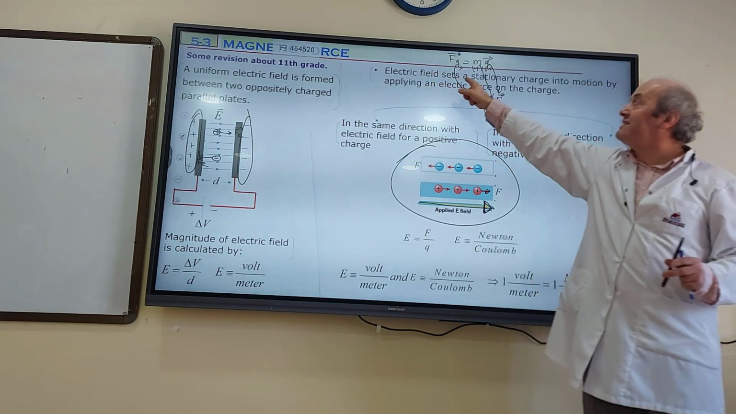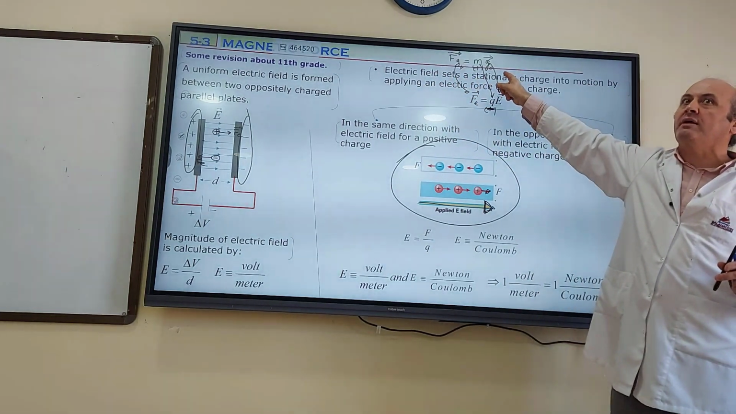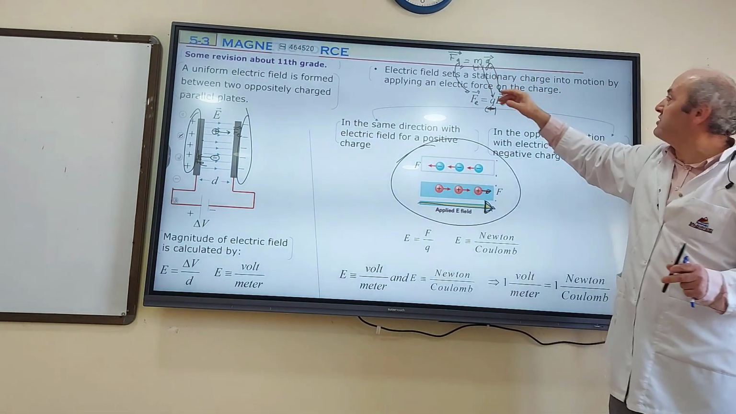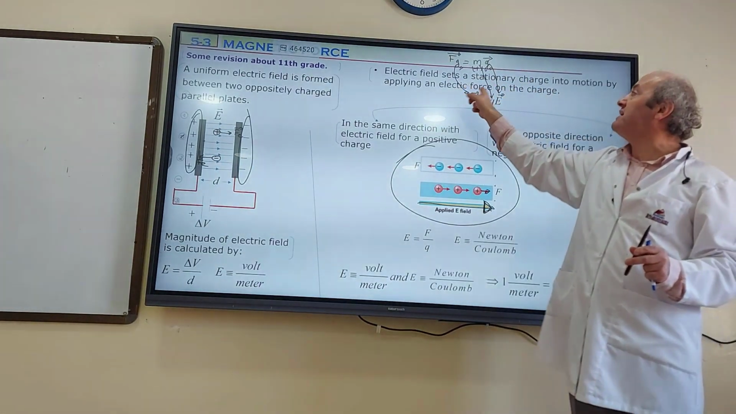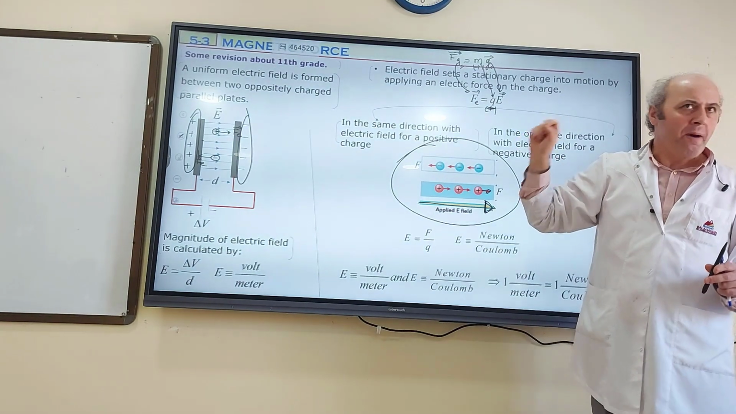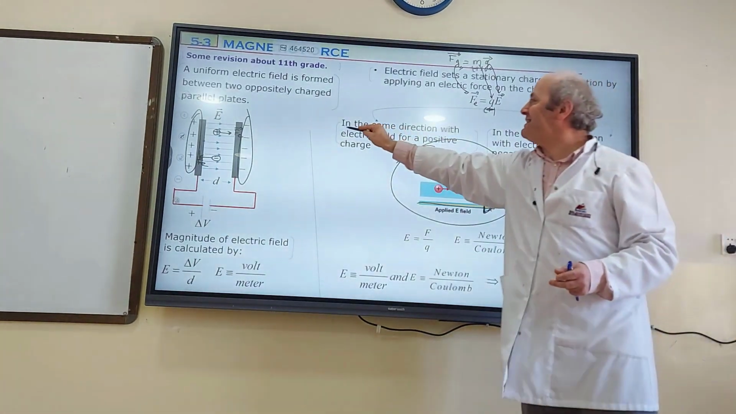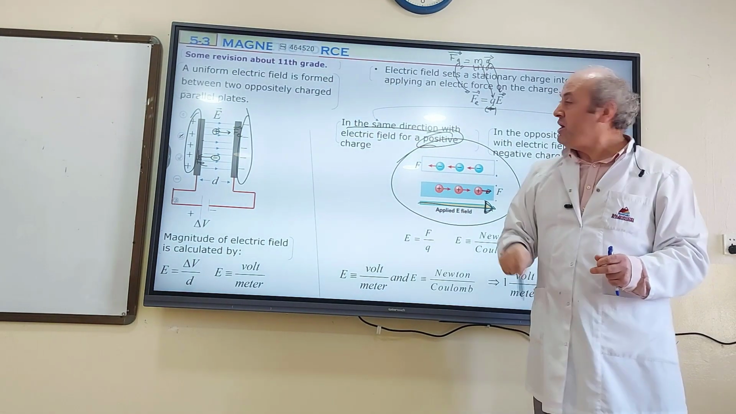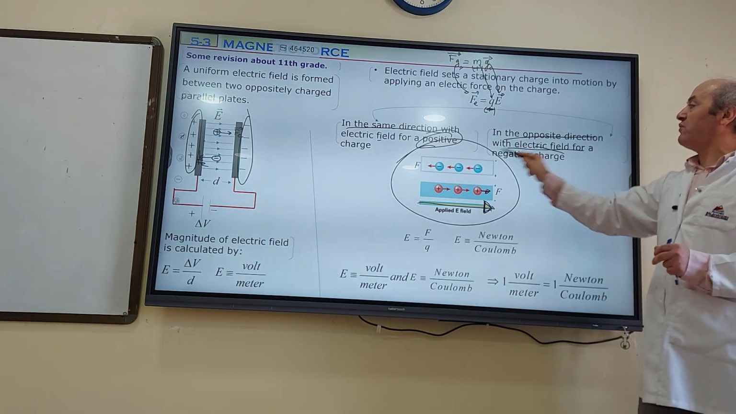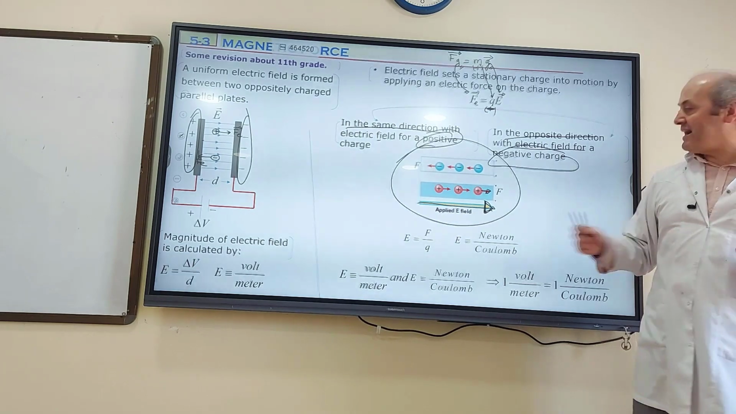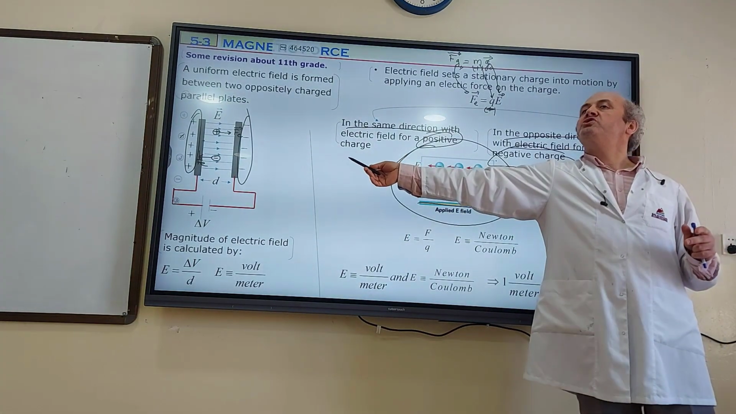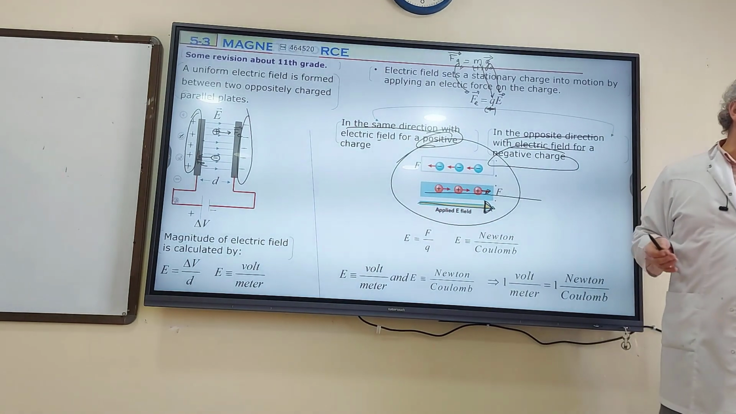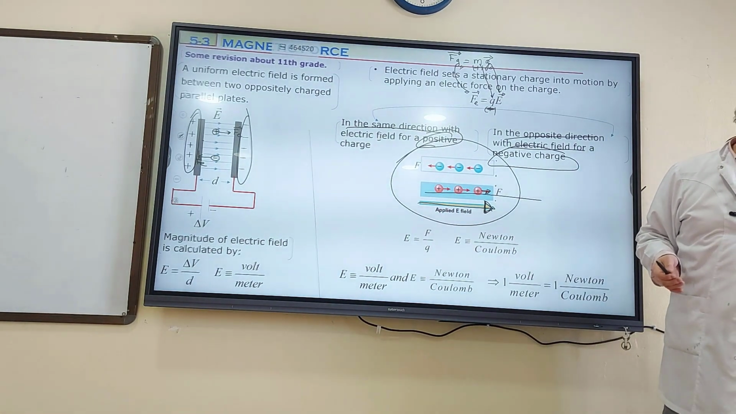So electric field sets a stationary charge into motion. What does stationary mean? At rest. Electric field sets a charge which is at rest into motion by applying an electric force on the charge. But this electric force is in the same direction as the electric field for a positive charge, and in the opposite direction for a negative charge. Now a negative charge always starts moving in the opposite direction of the electric field, but a positive charge always moves in the same direction as the electric field.